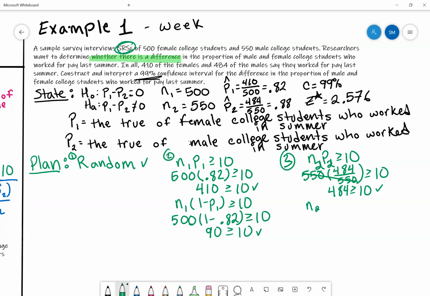The next one is n sub 2 times 1 minus p hat. All of these are supposed to be p hats, sorry. p hat sub 2 greater than or equal to 10. So 550 times 1 minus 0.88 needs to be greater than or equal to 10, and that is 16. And 16 is greater than or equal to 10. So it is normal by large counts condition.